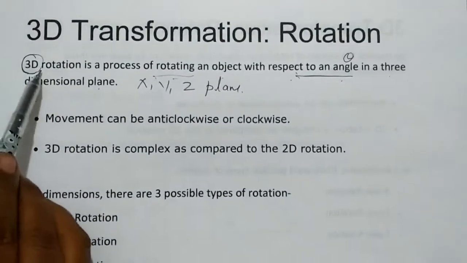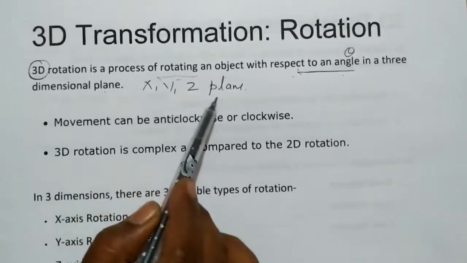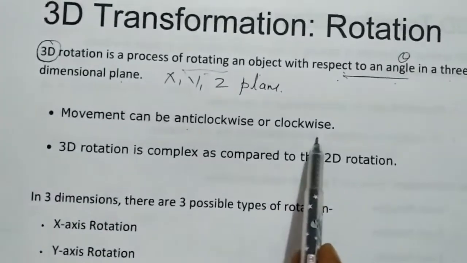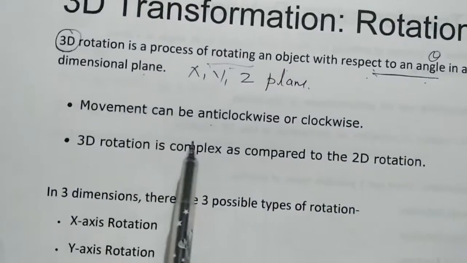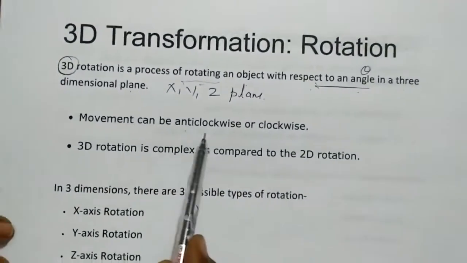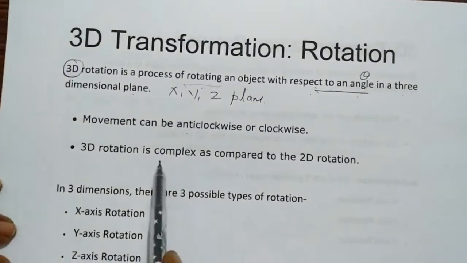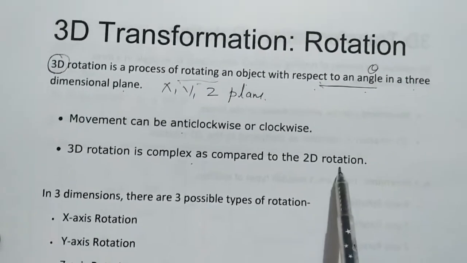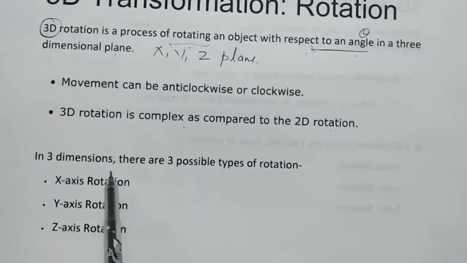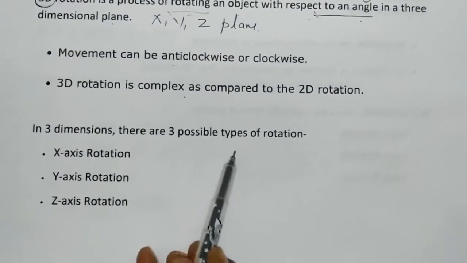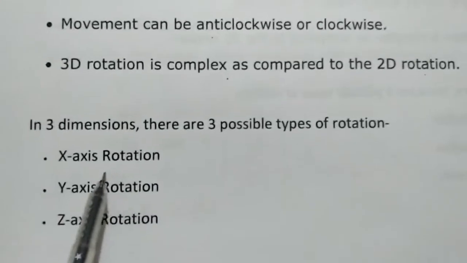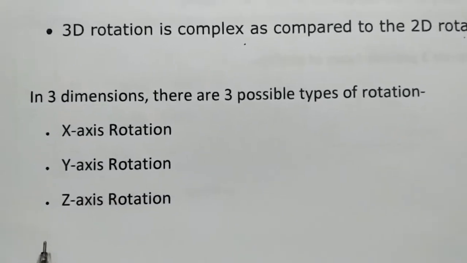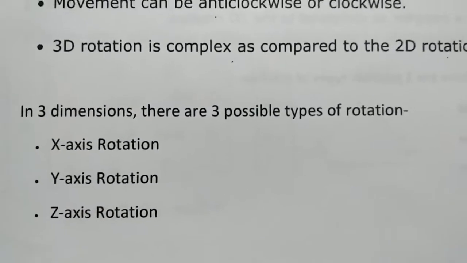When we rotate an object in the XYZ plane, the movement of the object can be in anti-clockwise or clockwise direction. But when we perform this type of 3D rotation, clockwise or anti-clockwise, the rotation will be more complex numerically compared to 2D rotation. In 3D, there are three types of possible rotation: x-axis rotation, y-axis rotation, and z-axis rotation. Now we will discuss the types of rotation one by one.